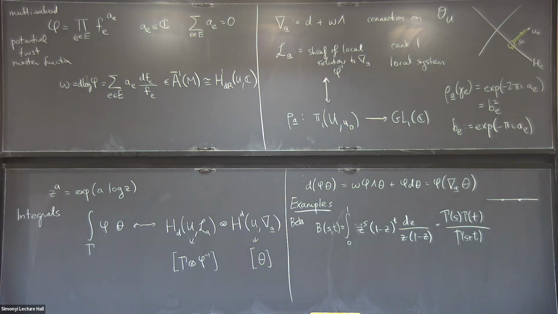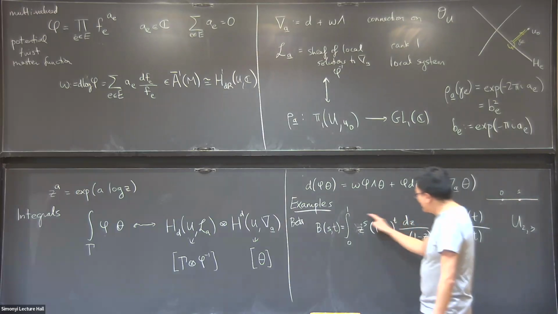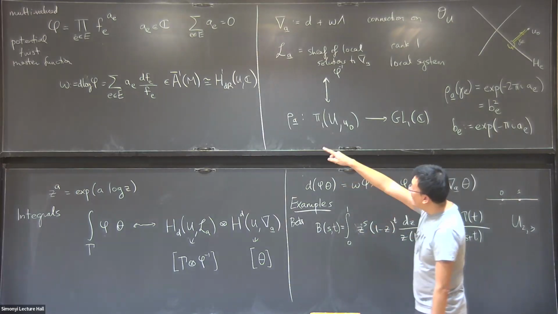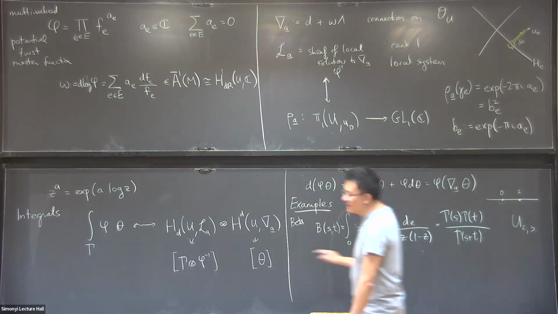So in this case, capital E will contain three elements. This is the uniform rank 2 matroid, so this is U2,3. And you put one of the points at Z equal to 0, the other point at 1. And there's also a point at infinity. This expression here is the phi. This is an example of an element inside the Orlik-Solomon algebra.